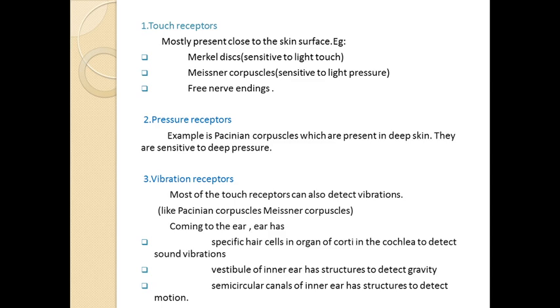Then pressure receptors. Example is Pacinian corpuscles, and they are found in the deep skin. Pressure is rather more deeper than touch. Therefore, Pacinian corpuscles are present in deep skin and they are sensitive to deep pressures.